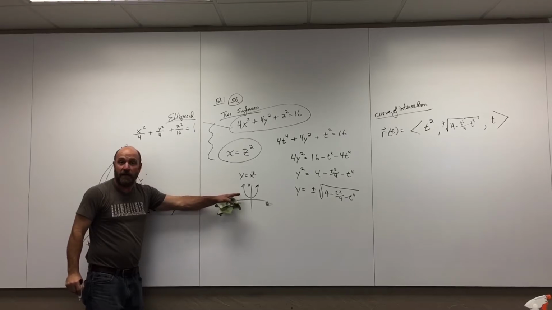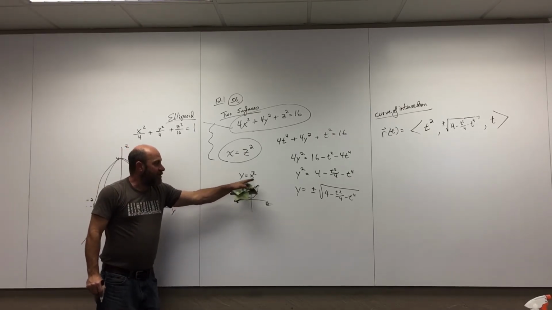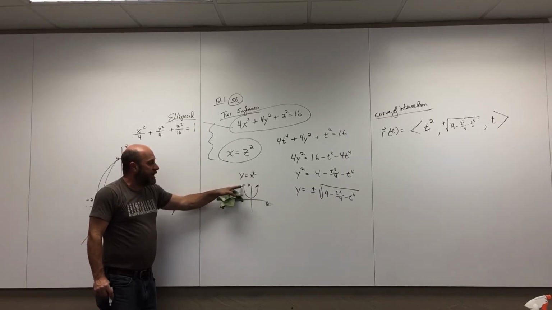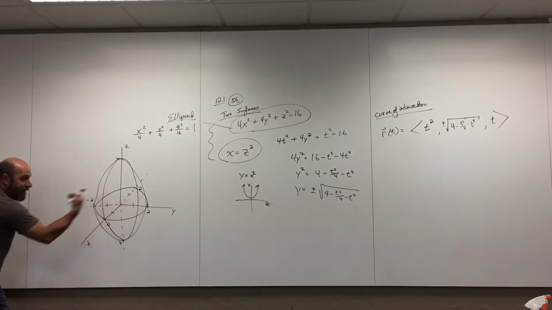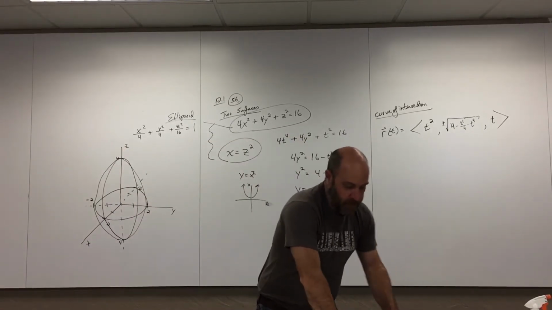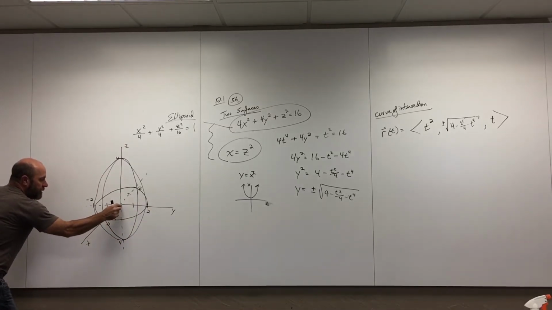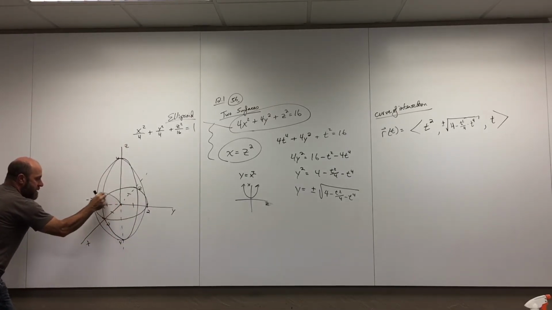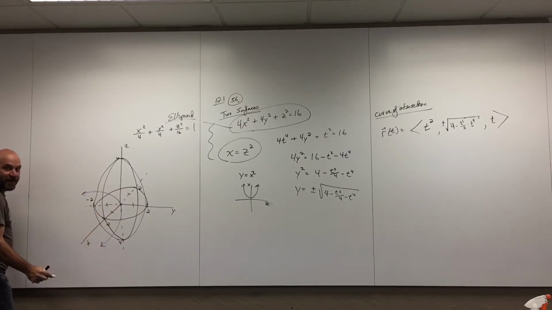It's this parabola kind of surrounding the x-axis. And then, okay, here it is, you guys. So it's coming out at me, which is hard to draw. Here it comes. It's blue. Coming out at me. There it is.